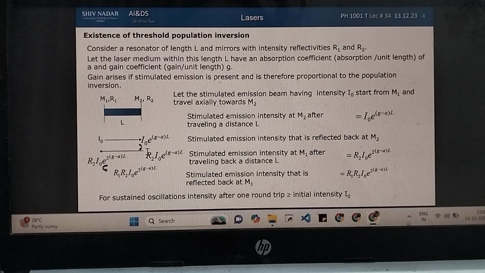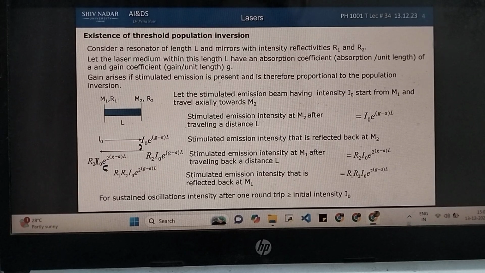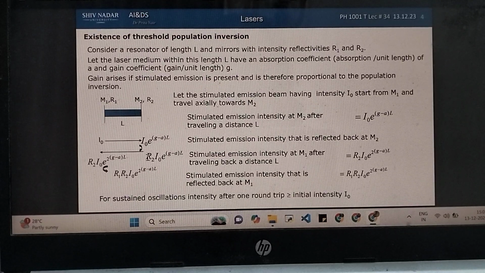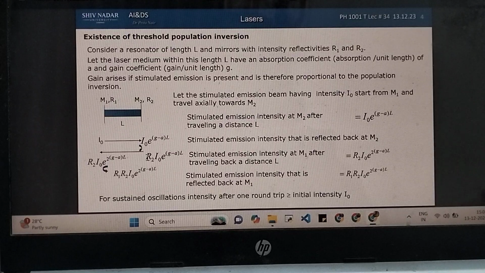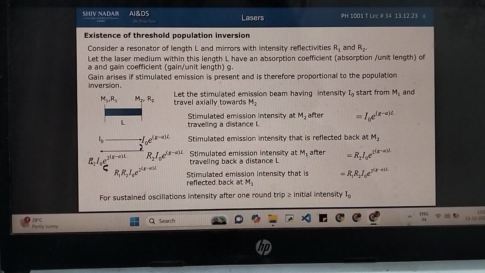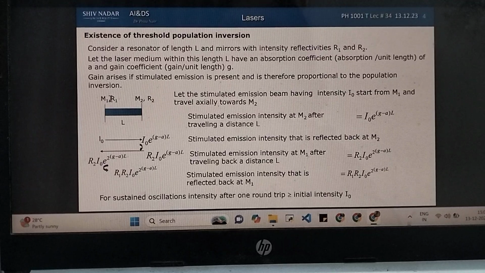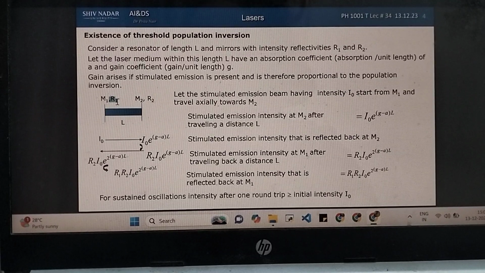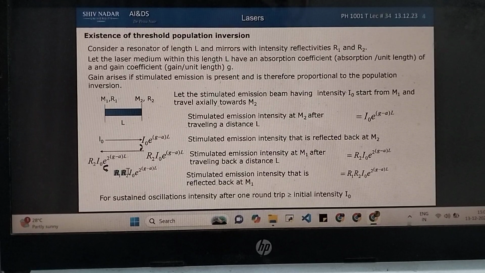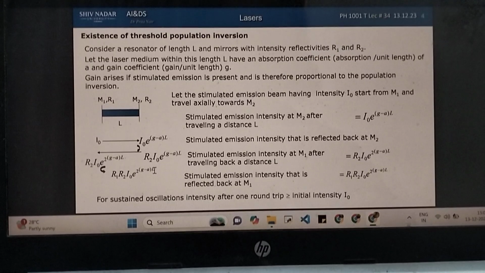Now again this photon is traveling back to M1. It becomes R2 I0 e raised to (g minus a) L into another e raised to (g minus a) L, because again experimentally it was determined that every time it covers one full length L, the intensity becomes a factor of e raised to (g minus a) L. So by the time it has come back to M1, it becomes R2 I0 e raised to twice (g minus a) times L, and once M1 has reflected it back, M1 has a reflectivity of R1, so it will reflect back R1 percentage of the incident intensity, so it becomes R1 R2 I0 e raised to twice (g minus a) times L. So what started out with an intensity of I0 after one full round trip ends up with the intensity R1 R2 I0 e raised to twice (g minus a) times L.